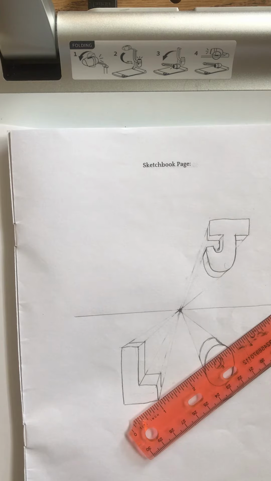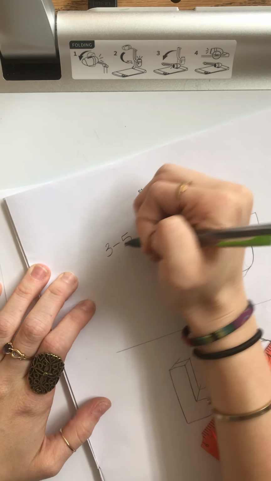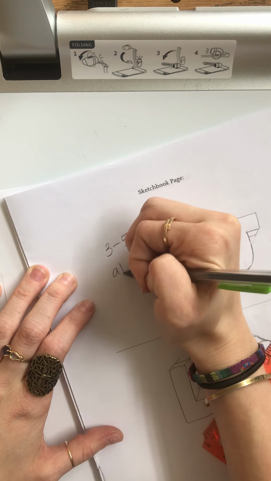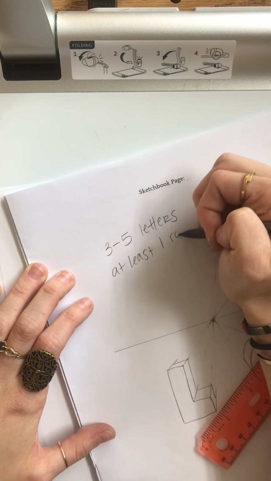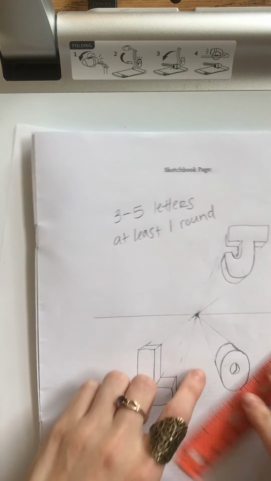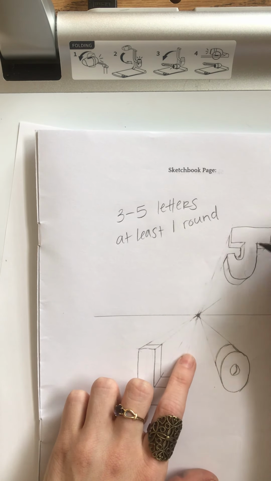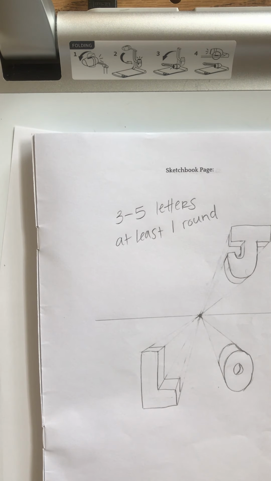So I want you to practice today 3 to 5 letters. At least one has to be rounded. Has to have some type of rounded angle in it. So that could be an A that you rounded, it could be a J, an O, whatever you want. You can do uppercase or you could do lowercase. But that is what you're going to practice today.